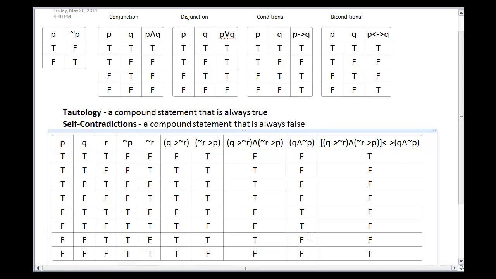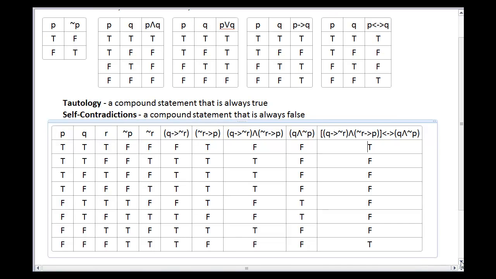So this statement at the end of the day, sometimes it's true, sometimes it's false. More false than true in general. That means it's not a tautology, it's not a self-contradiction. This is just your normal, straight-up compound statement. It's got some true cases, it's got some not true statements, depending on what's happening here. So this far column down here is my final answer for this.